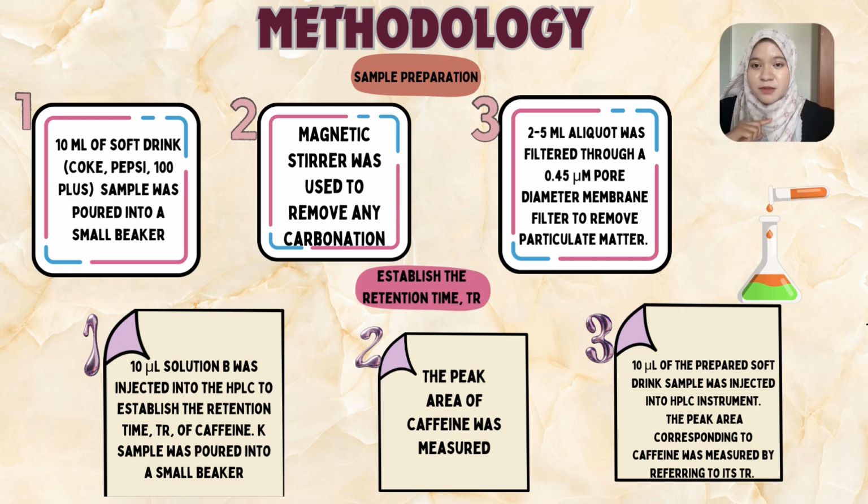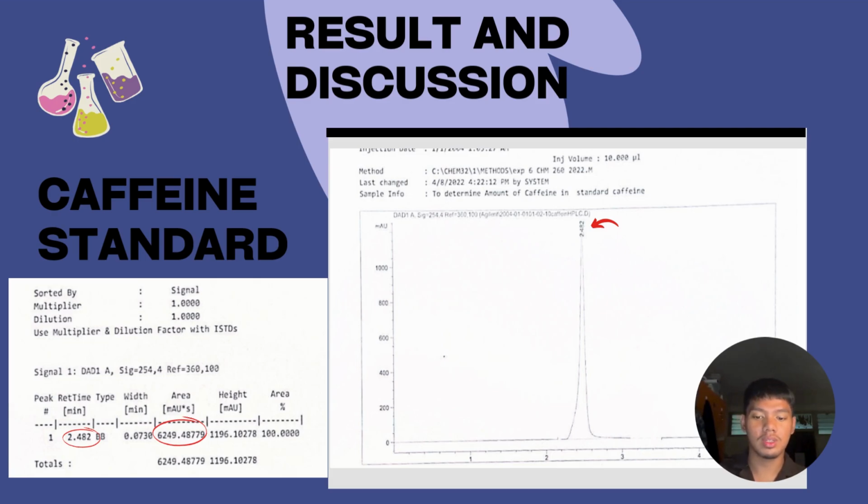Now it is time for establishing the retention time for caffeine, where 10 microliters of the working solution B was injected into the HPLC instrument to determine the retention time of caffeine. Then the peak area corresponding to caffeine in the standard solution was measured and recorded. Then, time for the soft drink sample to be analyzed, where 10 microliters of the prepared soft drink sample was injected into the HPLC. The peak area of the caffeine in the sample was measured by referring to the retention time determined earlier.